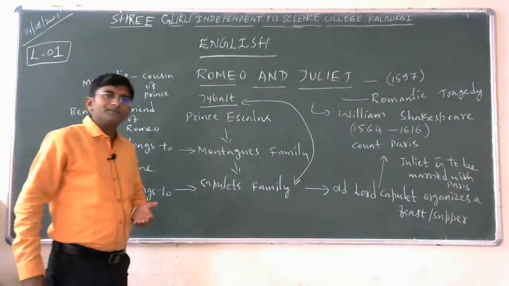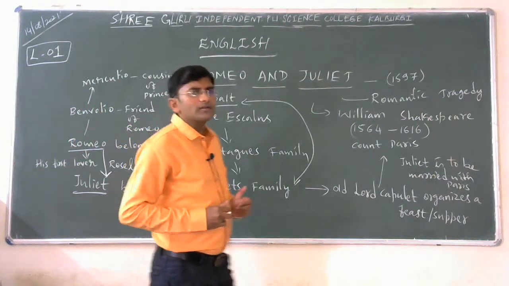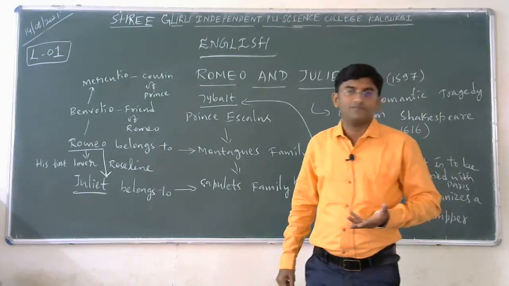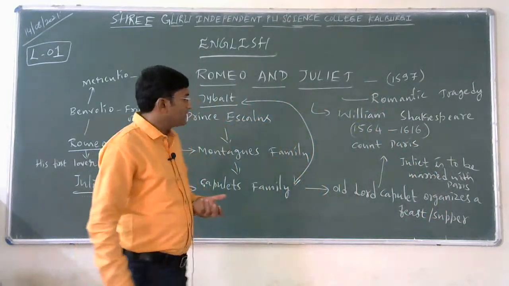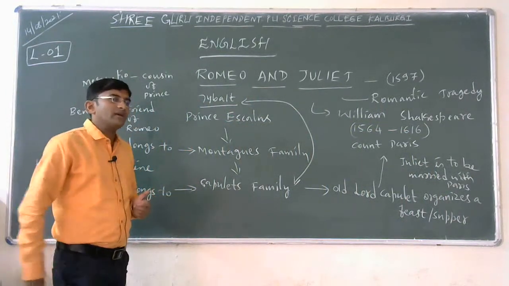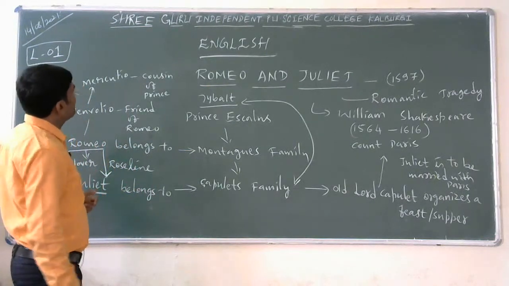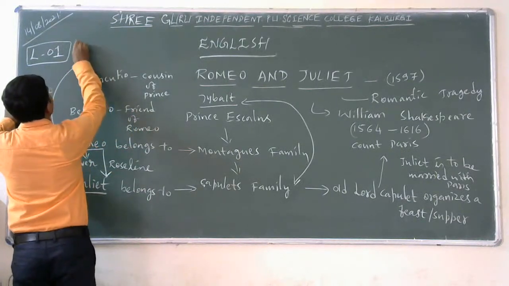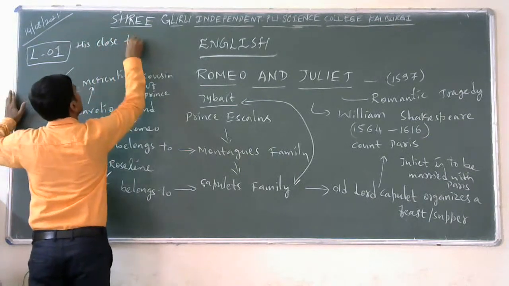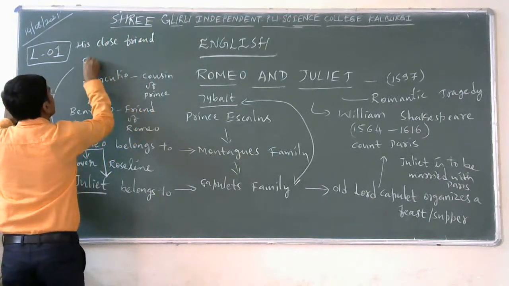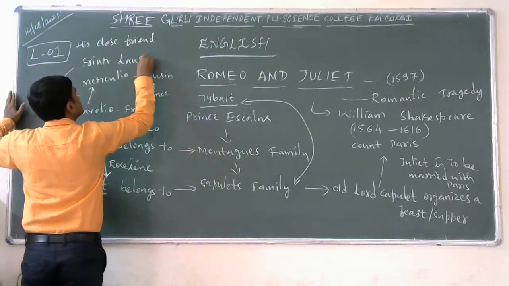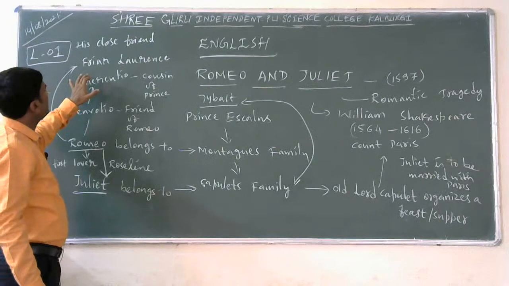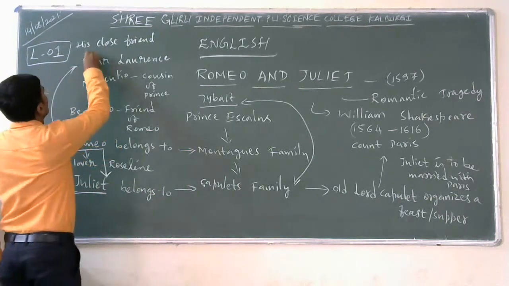When he sends everyone out, it was very difficult for Romeo to express his true feelings of love. Meanwhile, he could not keep quiet, my dear students. What he does, with the help of one more close friend called Friar Lawrence, Romeo's close friend. Whose close friend? Romeo's close friend, Friar Lawrence.